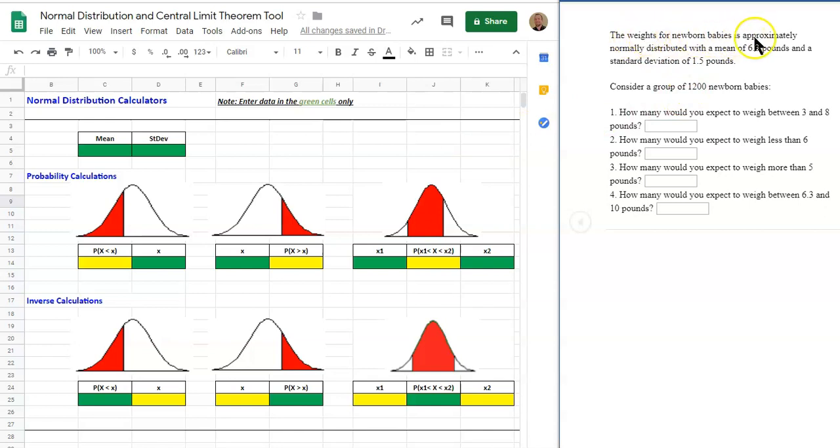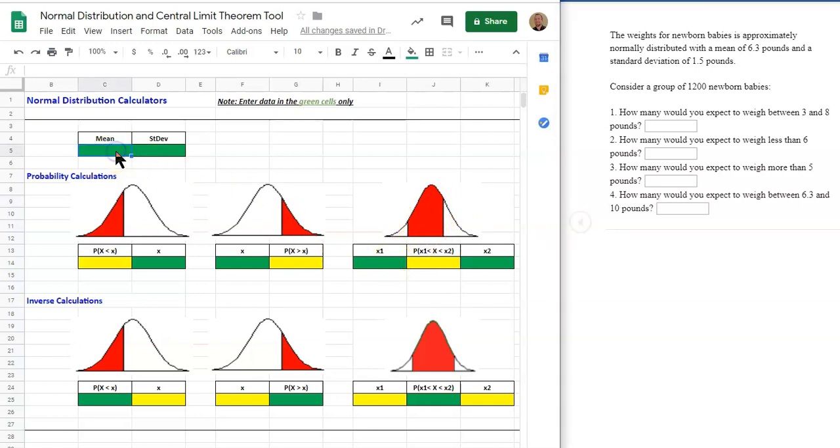We're given that the weights of newborn babies are approximately normally distributed with a mean of 6.3 and a standard deviation of 1.5 pounds. So we want to know, if we have a group of 1,200 newborn babies, how many would we expect to be between 3 and 8? So we're given between for this one. Out of these three tools, if we wanted to find something involving the probability, we would use this right here, the third tool, because that represents between.